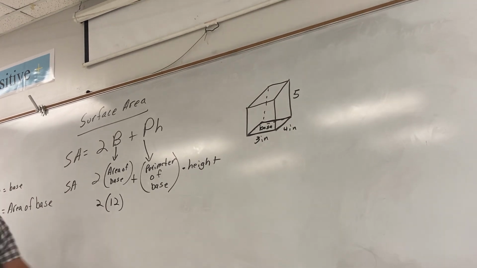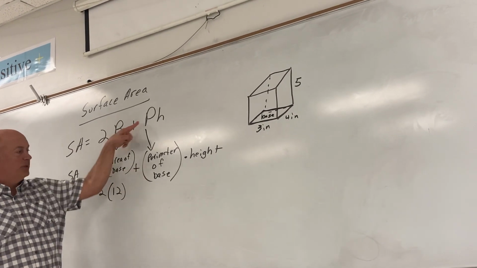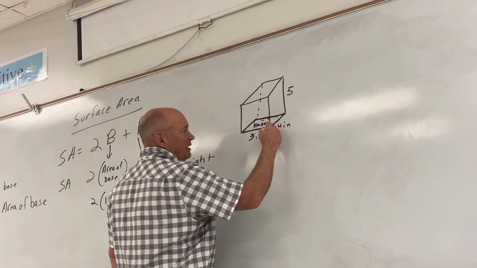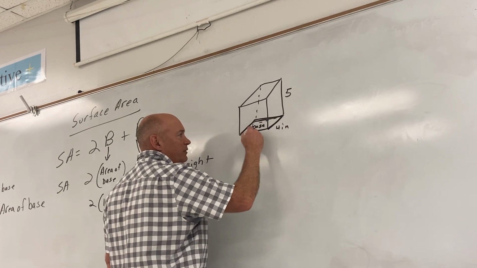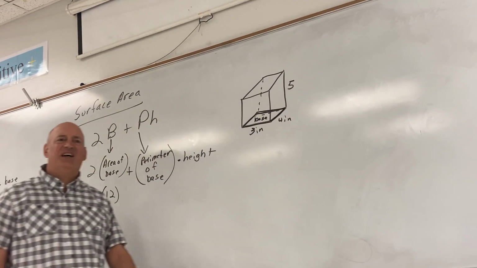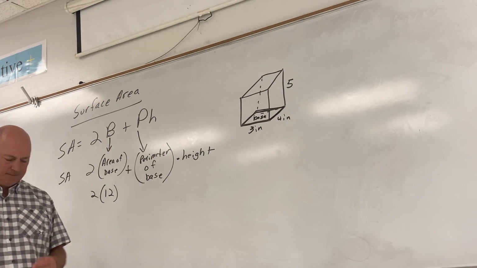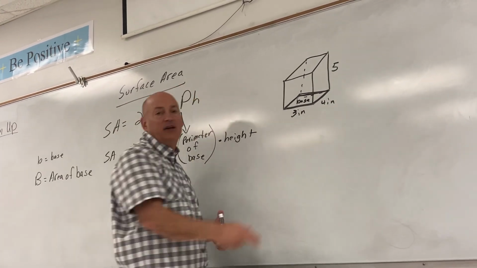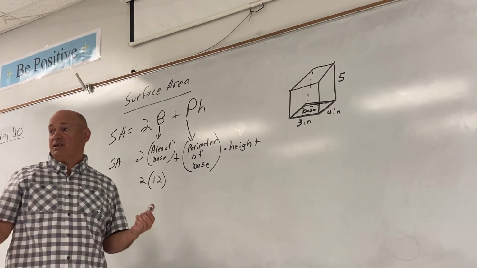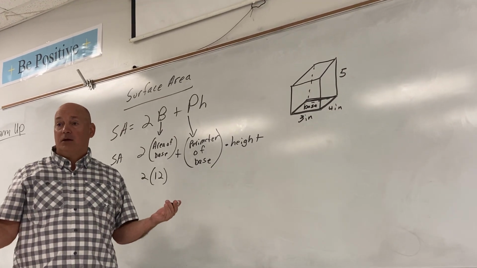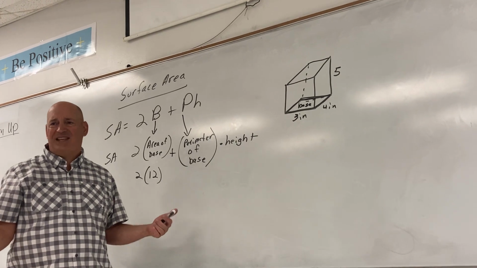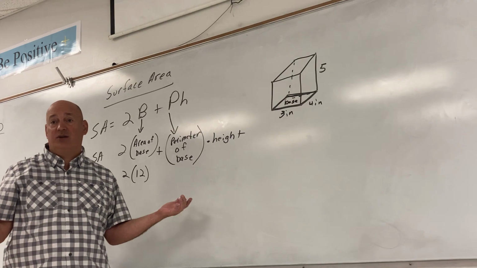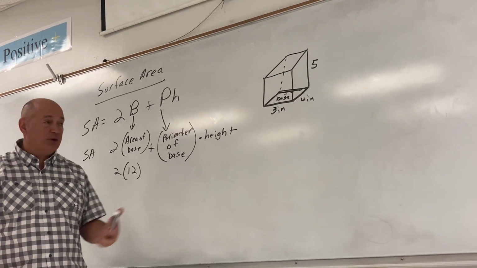Not yet. Let's now find big P, which is the perimeter of the base. Somebody tell me how I can find the perimeter of this base. What do we do to find the perimeter? Add the length and the width. 3 plus 4 is 7. Is that my perimeter? It is times 2. 7 times 2 is 14.